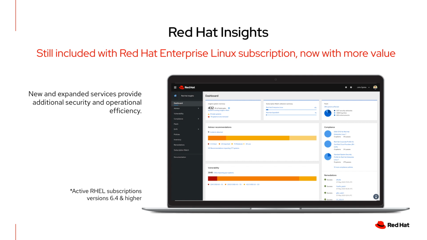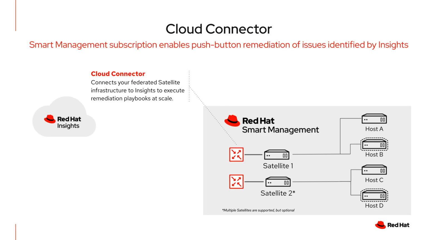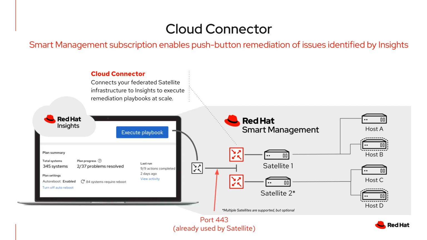If you are not familiar with Red Hat Insights, it includes a number of services for security and operational efficiency and is included at no additional cost as part of your Red Hat Enterprise Linux subscription. Cloud Connector is available with Satellite 6.7 and above and enables push-button remediation of issues identified by Insights. Configuring Cloud Connector is done through Satellite, creating an API connection over port 443 from Satellite to cloud.redhat.com.